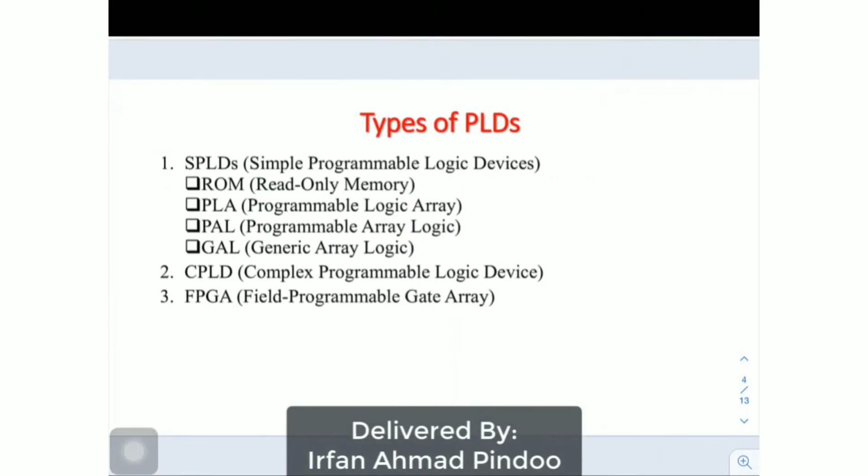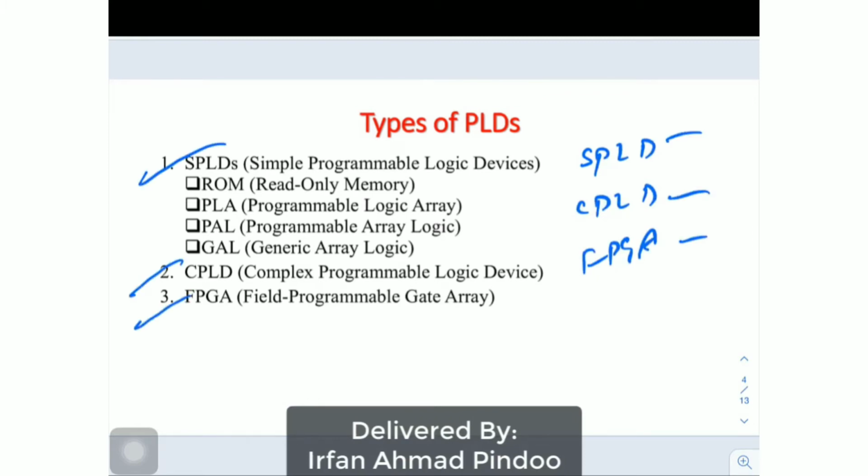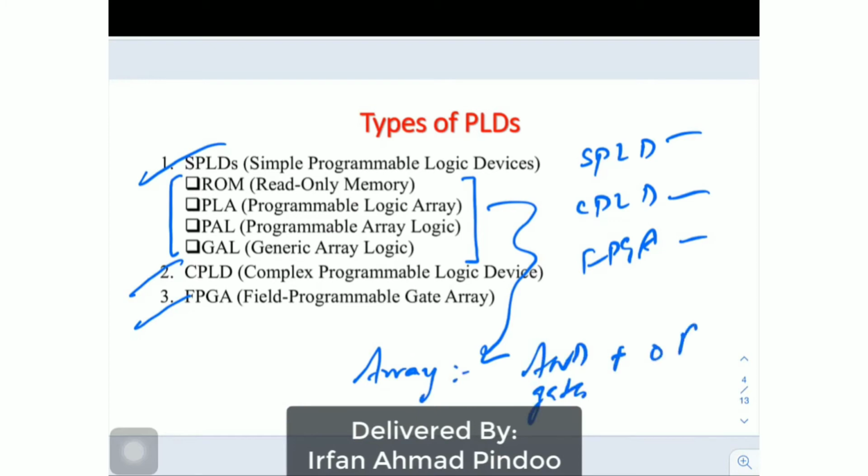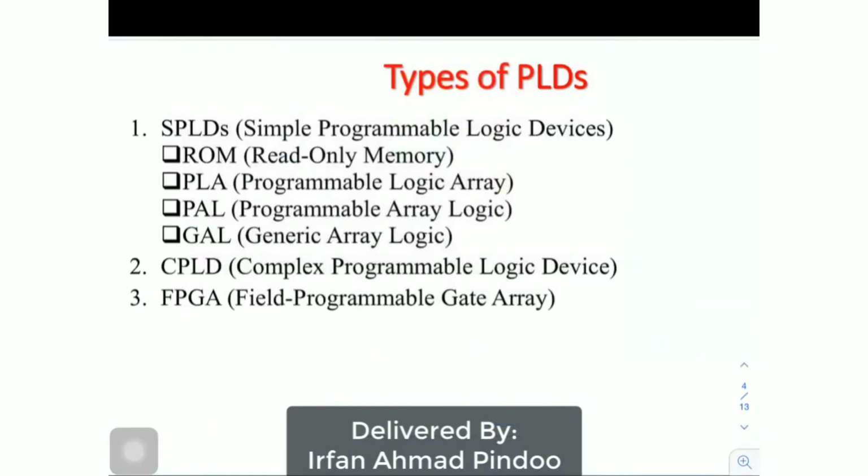Then the different types of programmable logic devices are SPLD, CPLD and FPGA. These are the three broad categories of PLDs. Then the SPLD is divided into 4 different parts, which are ROM, PLA, PAL and GAL. They are nothing but an array of AND gates plus OR gates, and we can connect them in a certain fashion to create various logical expressions. Now I will give you a brief introduction regarding the types of SPLD.